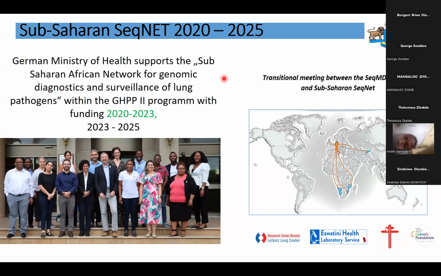So in this project, we are working together with our colleagues from Namibia, Mozambique, and here in Eswatini. Our colleagues from Kyrgyzstan are no longer in the project, but it is key to mention that our colleagues from Mozambique are also in the project. I think you will see this later when we are talking about issues of surveillance.